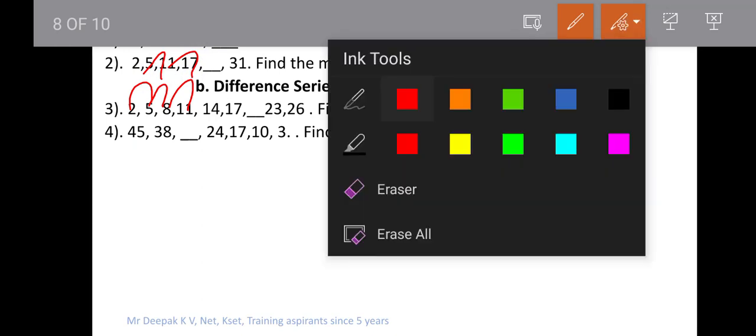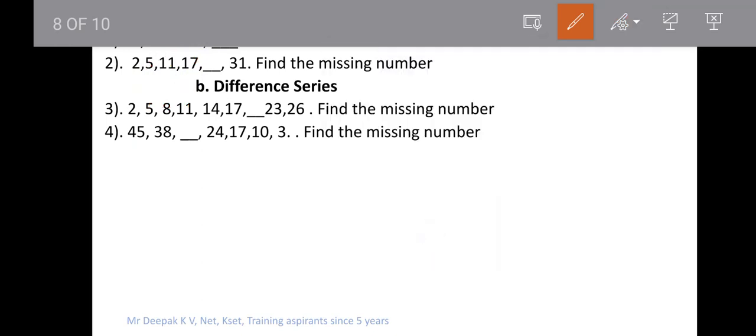Here you can see 2, 5, 8, 11, 14, 17. What is the difference? The difference is just 3. So that is why the answer should be 20. Okay, the next question is 45, 38, dash, 24, 17, 10. So this is in decreasing order. How much is the difference here? 7 is the difference. So your answer should be 31.